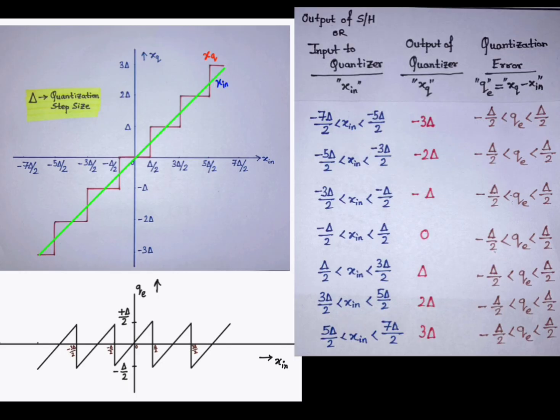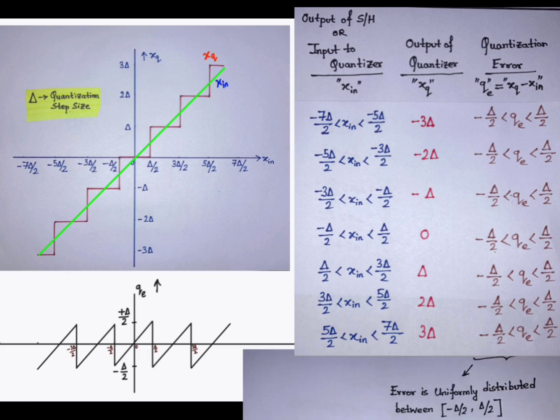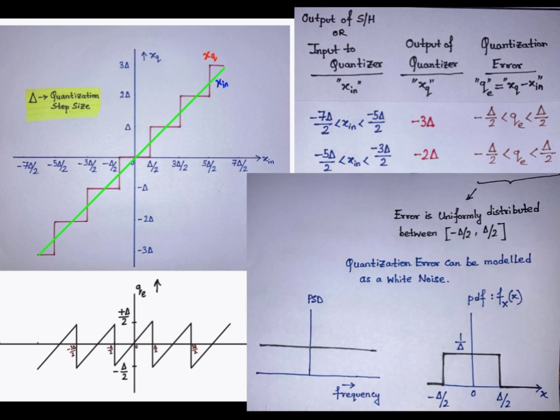To calculate the quantization error, we have to subtract the input from the quantized signal. If we look at the quantization error for the entire input range, we will see that it is uniformly distributed between minus del by 2 and plus del by 2. We can also model this quantization error as white noise, so the power spectral density is flat with respect to frequency. The probability density function is uniformly distributed between minus del by 2 and plus del by 2, and if you integrate over the entire range, you will get 1.